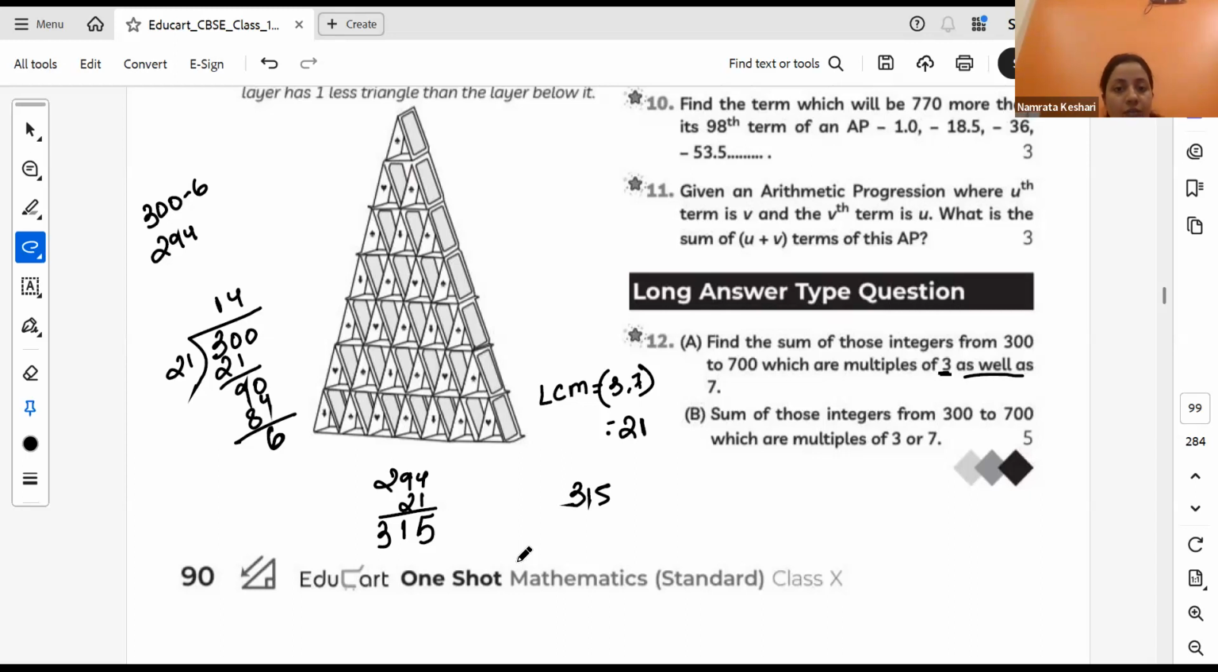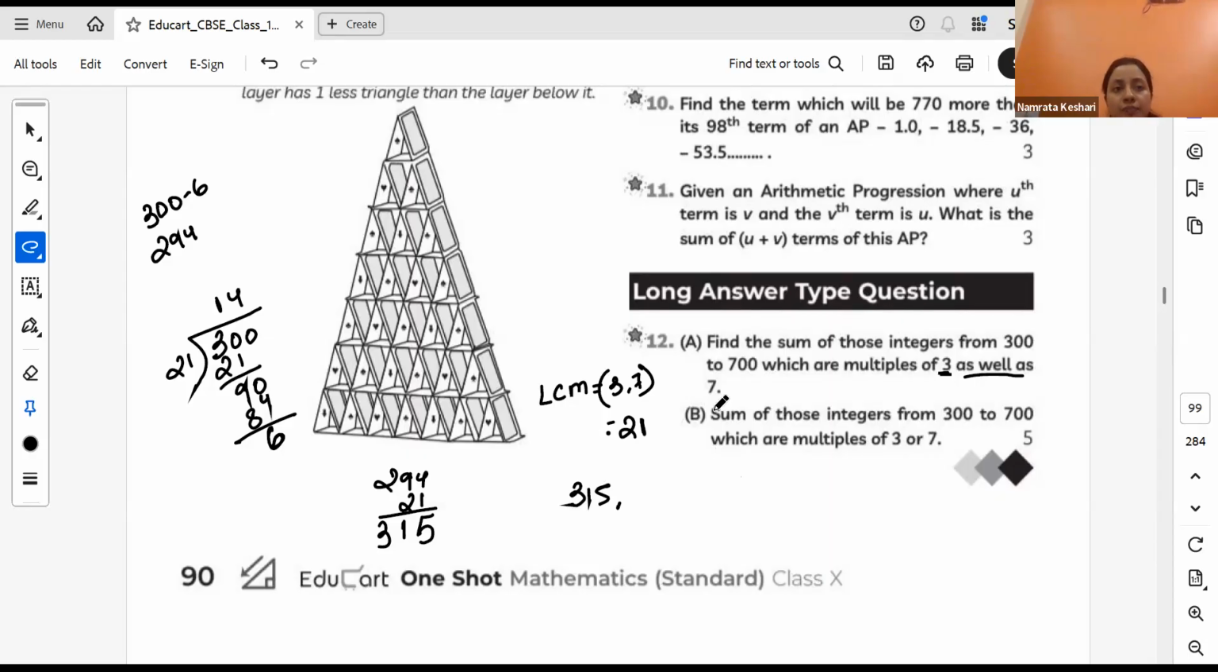Yes, Rayan and Ritvika, making sense. 315 is the first number which is a multiple of 3 as well as 7. How did we get to know? By using the LCM. Okay, next will be at the gap of 21. Next will be at the gap of 21.